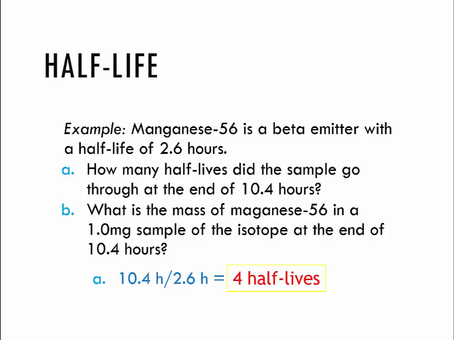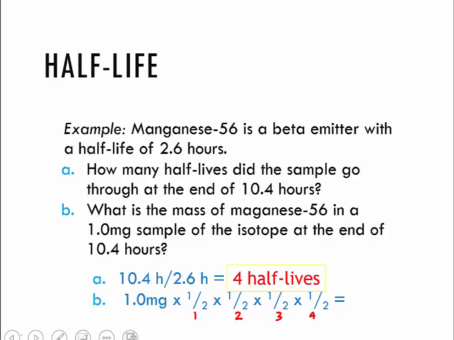So then the next part says, I start with 1 milligram, how much is left after that? And I'm going to take that 1 milligram and I'm going to multiply it by a half 4 times. So 1, 2, 3, 4. Now when you do that, you just throw it in your calculator. You end up with 0.063 milligrams left.